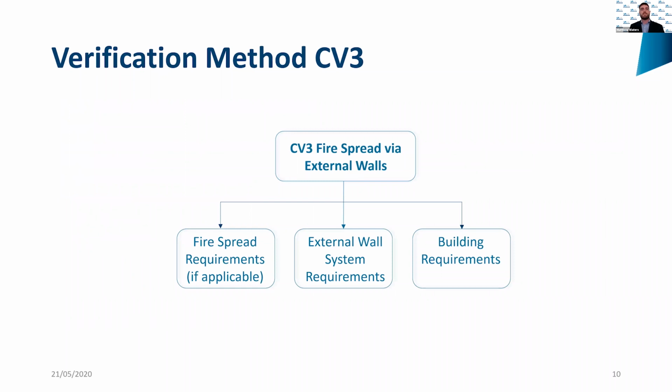Now, performance solutions must be assessed in accordance with one or more of the 4 assessment methods that the BCA lists. And they're either evidence of suitability, a verification method, expert judgment, or a comparison with deemed to satisfy. Now, we're not going to go into depth of them, but we're going to focus on the use of a verification method. And in this instance, it's CV3, which is relatively new, and it's used to verify compliance with CP2 to avoid the spread of fire via an external wall.